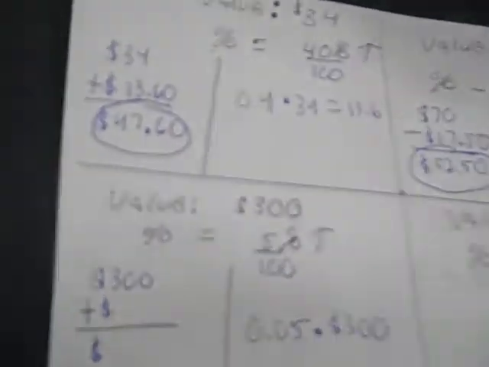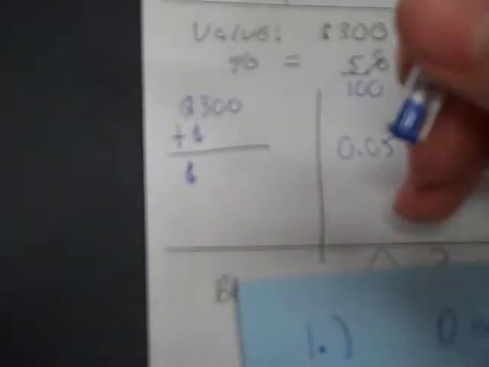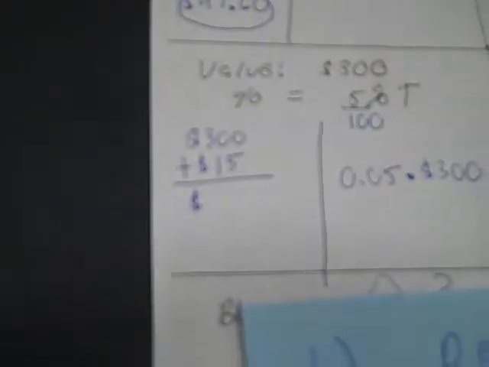So that's $15. That's 5% of 300, so I add $15 onto that. So 300 plus 15 is $315.